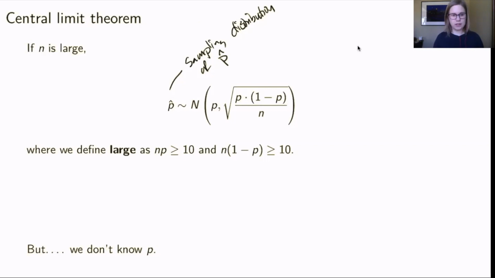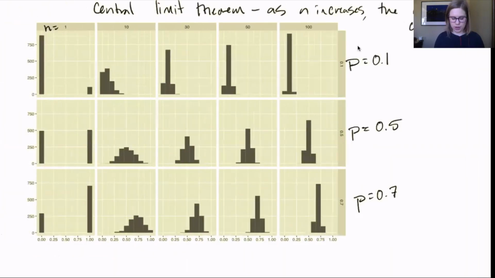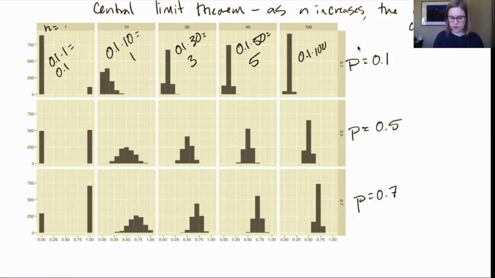And the way that we're going to define large is that we need to check and make sure that n times p is greater than or equal to 10, and n times 1 minus p is greater than or equal to 10. So if I go back and look at these examples, if I have 0.1 times 1, that is definitely not going to be greater than 10. If I have 0.1 times 10, that's going to be 1, not greater than 10. 0.1 times 30, that's 3, nope. 0.1 times 50, that's 5, nope. 0.1 times 100, okay, now I'm getting to 10. So that's a big enough sample size.